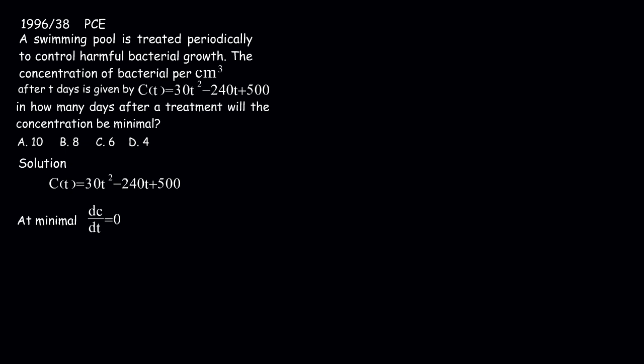So our first call of duty is to differentiate our function. Differentiating, dC over dt will be equal to 60t minus 240. And since at minimum dC over dt equals 0, we'll be substituting dC over dt to be equal to 0. Doing so, 60t minus 240 will be equal to 0. And simplifying, 60t will be equal to 240. Next is to divide both sides by 60. 60t divided by 60 will be equal to 240 divided by 60. t will be equal to 4.